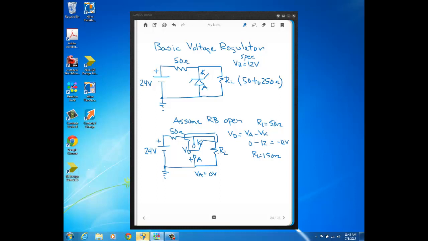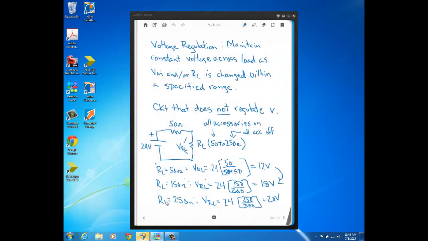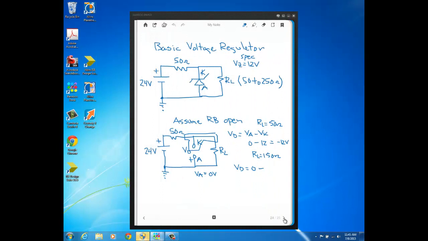Okay, so now this circuit with RL equal to 150 ohms, we're going to have VD equal to 0 minus VK, because again, VA is always going to be 0 since it's grounded. But now VK, the voltage from this node to ground, is the same as what we had across RL here without the Zener diode, right? Because when the Zener diode's open, it is this circuit. So we have 18 volts for VK. Okay, so VD is minus 18 volts.